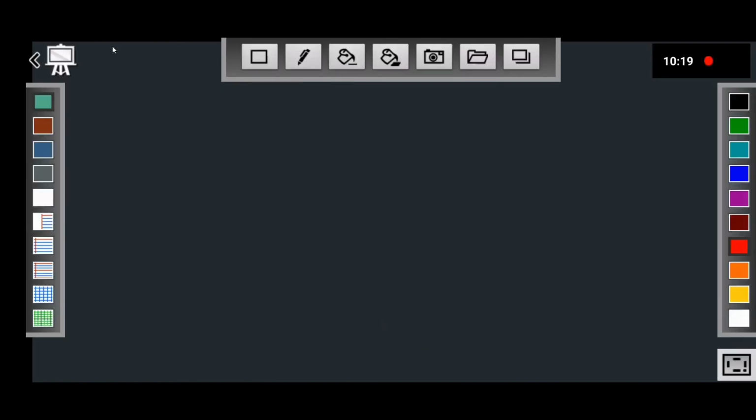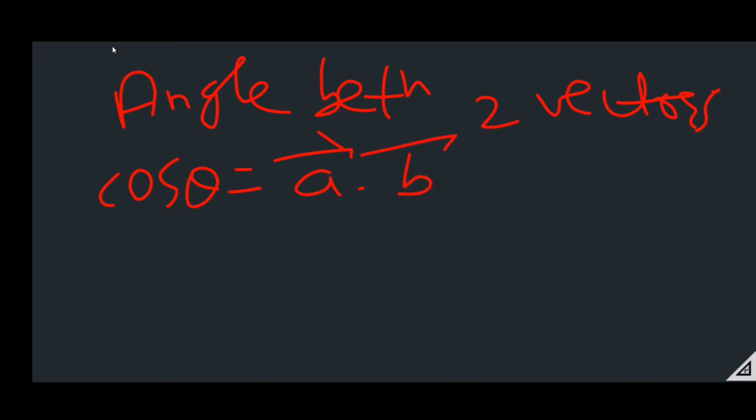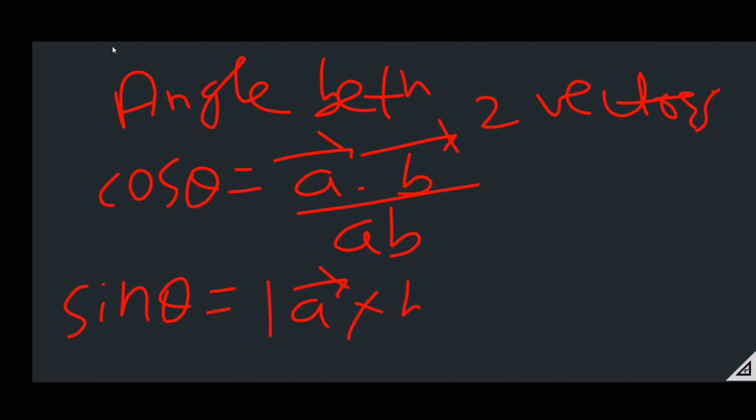Let's see other formulas for the angle between two vectors, a vector and b vector. In the dot product we have already studied this formula: cos theta equals a vector dot b vector upon ab. This is a formula to calculate the angle between two vectors. This formula can be used, or this one also can be used: sin theta equals magnitude of a vector cross b vector upon ab.